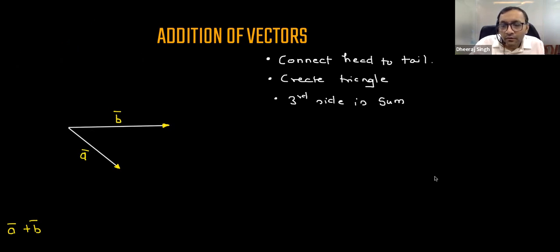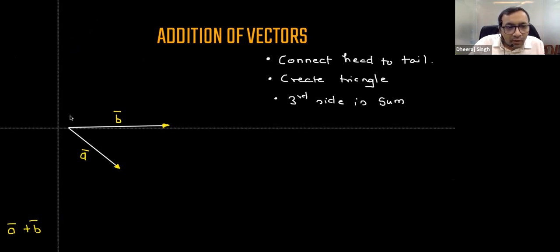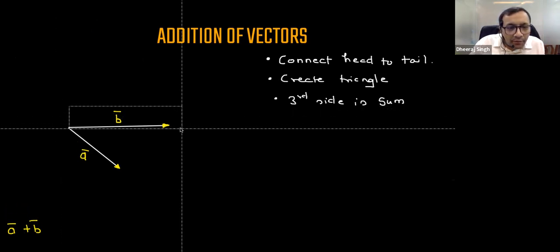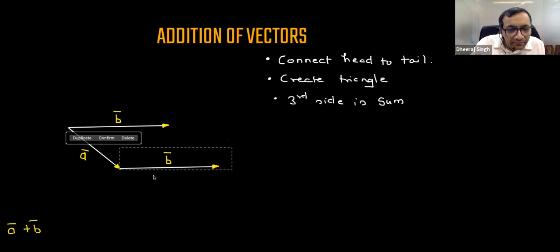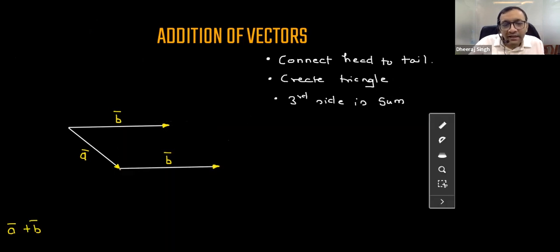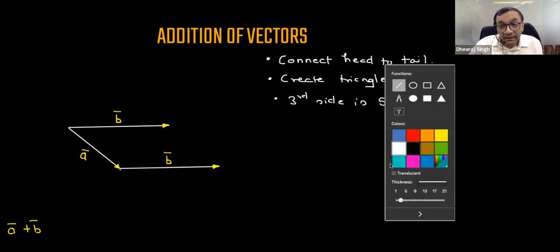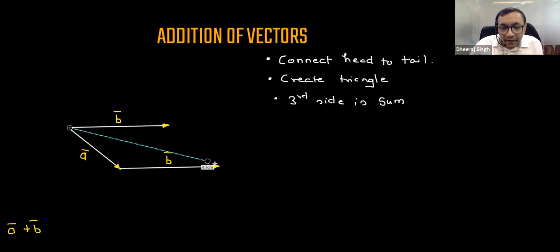Now what I'll do is move B parallel to itself and connect like this. Once I connect it, does it remain B only, or does the vector change? What do you think? It remains B, right? A vector can be moved parallel to itself. And then this third side, my dear friends, is the sum of the two vectors. This is A plus B.